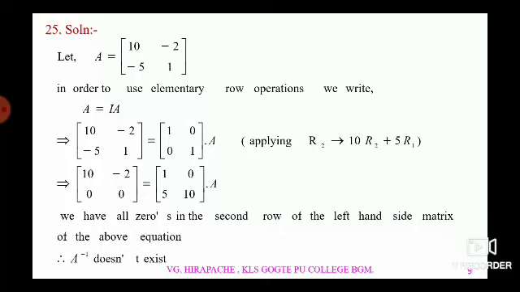Therefore, with the remark we have proved that the inverse of a matrix does not exist if any row or column consists of all zeros. Then the inverse of such a matrix does not exist.